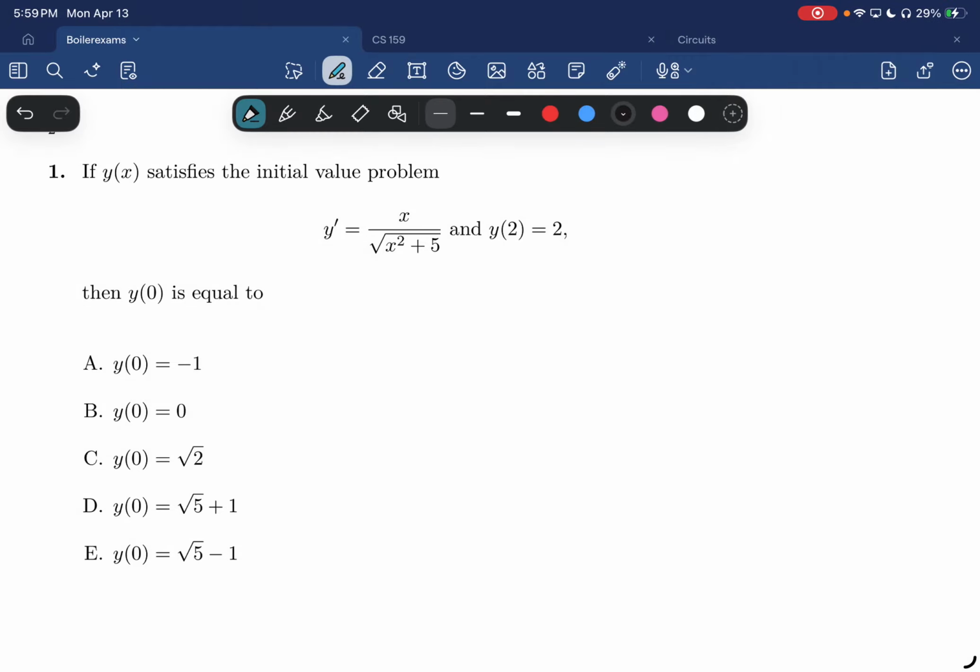Question 1. If y of x satisfies the initial value problem, y prime equals x over the square root of x squared plus 5, and y of 2 is equal to 2, then y of 0 is equal to blank.